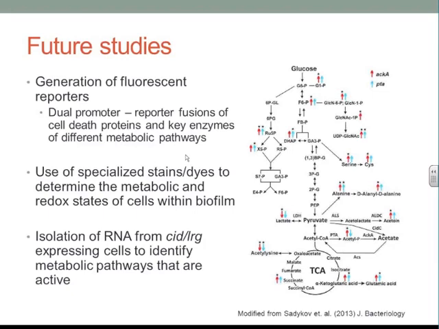And thirdly, one of the other things we plan to do is, I've recently figured out how to get the biofilm out of the channels nicely. So what we're going to try to do is isolate RNA from the cytosine expressing cells. Once we get these fluorescent cells out, we want to do RT-PCR with specific probes for metabolic pathways that are active in these cells, to get a better understanding of where the carbon flow is actually going.